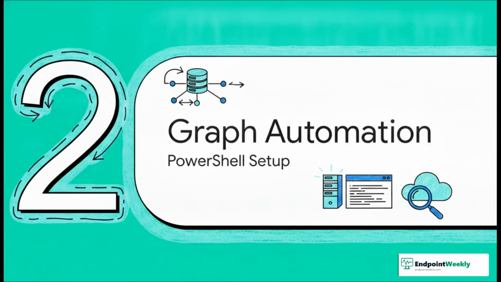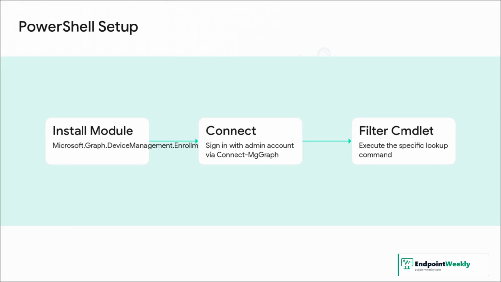Moving right along to section 2, let's get into automating with Graph PowerShell and how to set it all up. The setup is actually incredibly straightforward. It's just 3 basic steps. First up, you'll need to install the Microsoft Graph Device Management Enrollment module. Next, you run Connect-MgGraph, which is going to pop open a browser window asking you to sign in with your Entra ID admin account. And third, you'll just execute the filter cmdlet for the actual lookup.